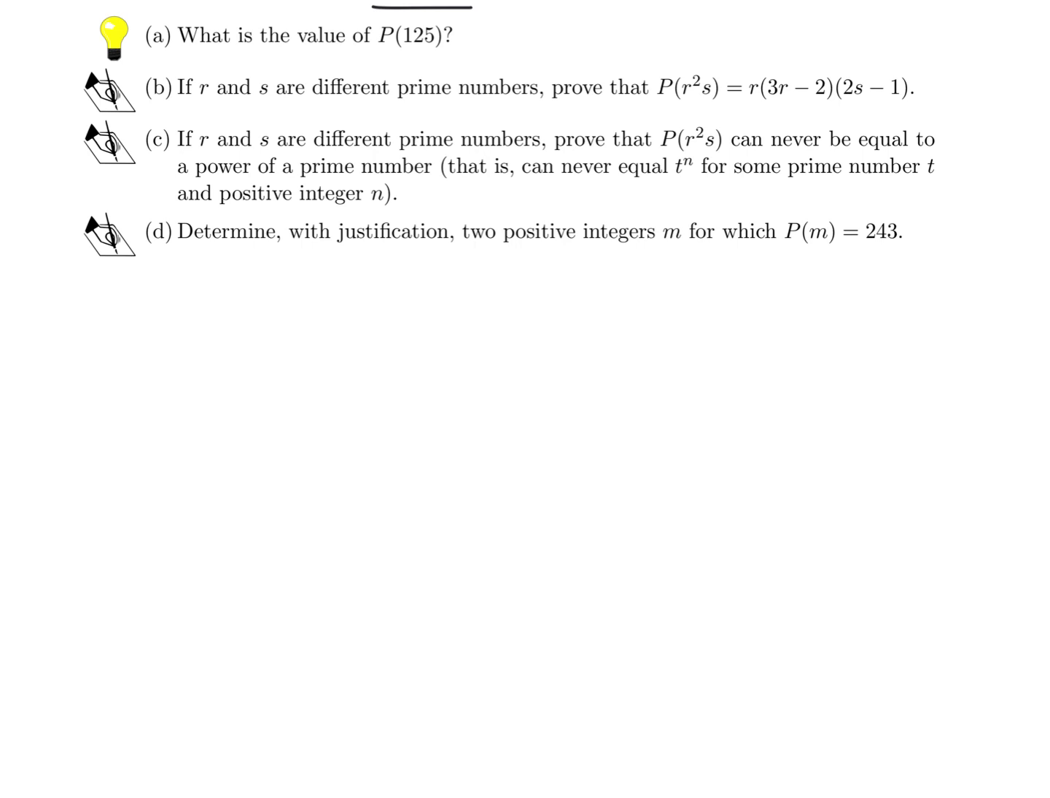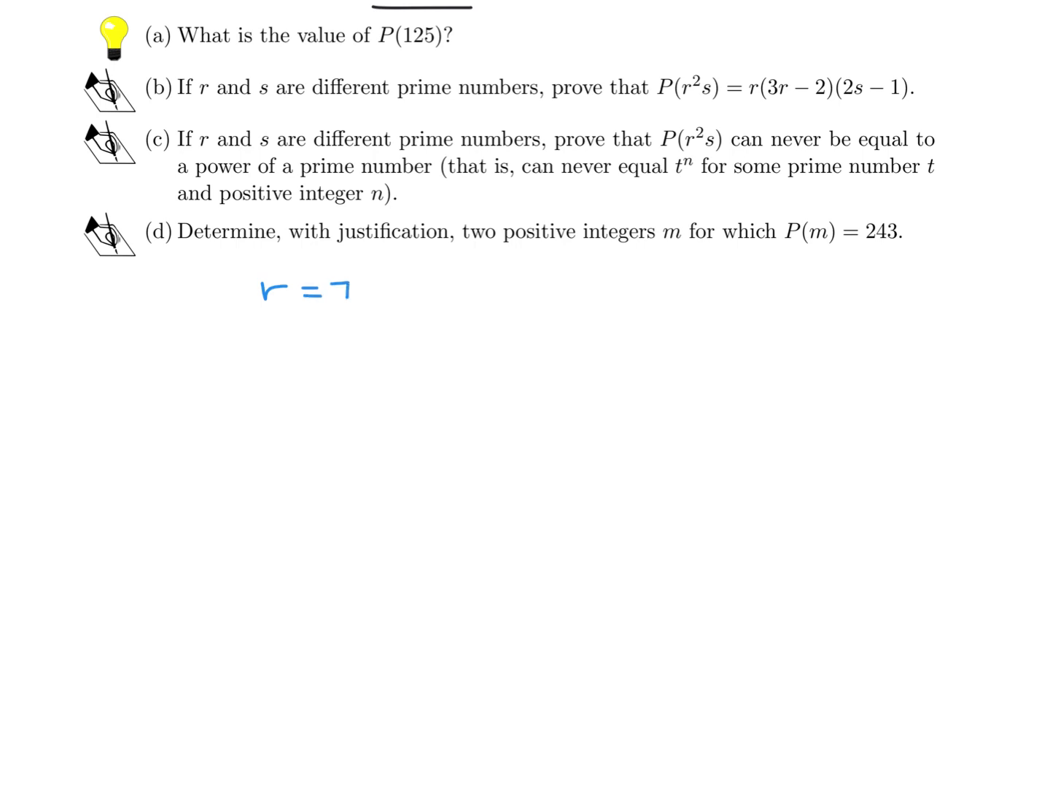If R and S are different prime numbers, prove that P of R squared S is equal to R times 3R minus 2 times 2S minus 1. All right, so before I get into R and S's, it's going to be a bit abstract, right? So I'm going to start with just an example with some numbers. And that hopefully will be a little bit more digestible. So I'm going to use for R 7.